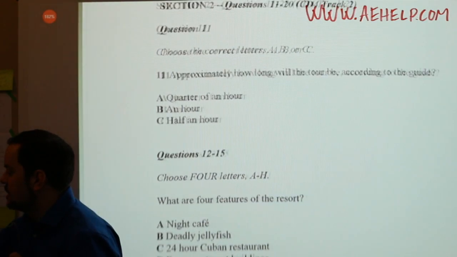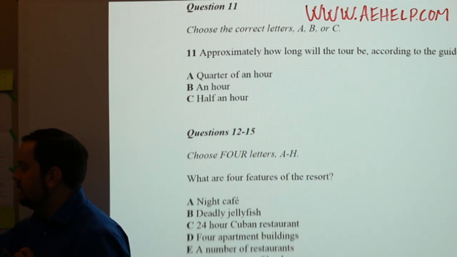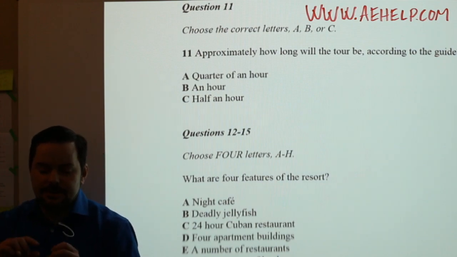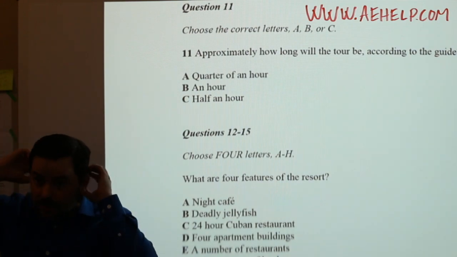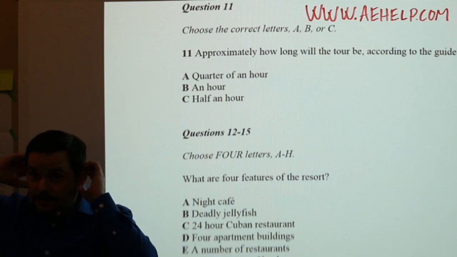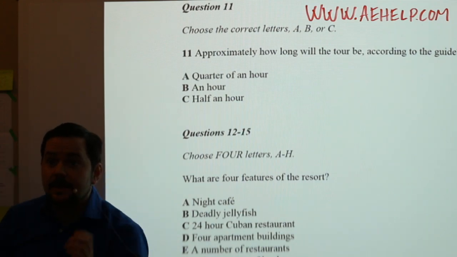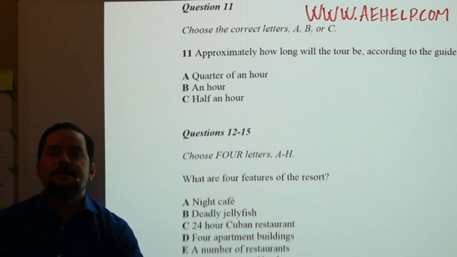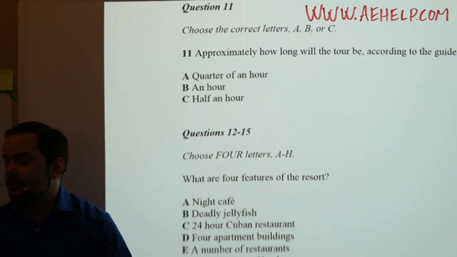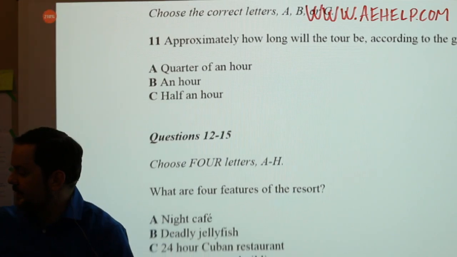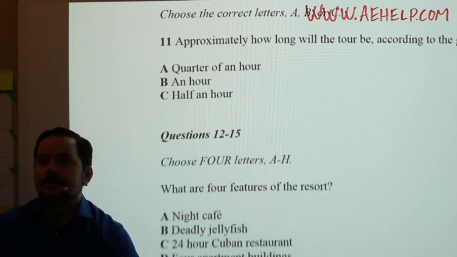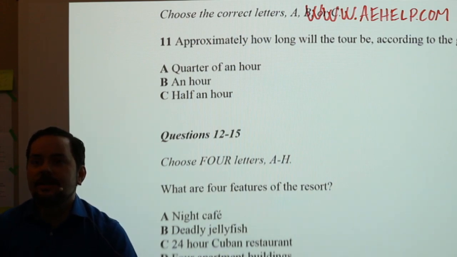So, approximately how long will the tour be? Did anybody get this one? Let's go back to number 11. So, approximately how long will the tour be? Yes, the answer is C. It's half an hour. Does the speaker say half an hour? So does the tour guide say half an hour here? Does the tour guide say half an hour?